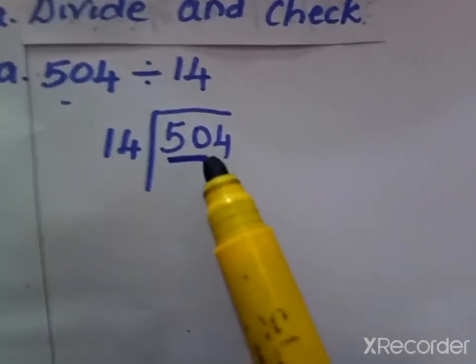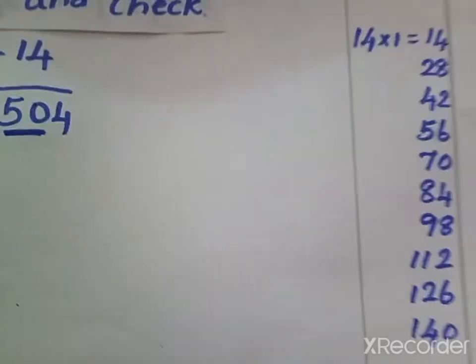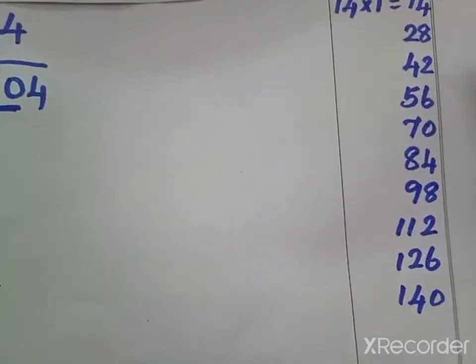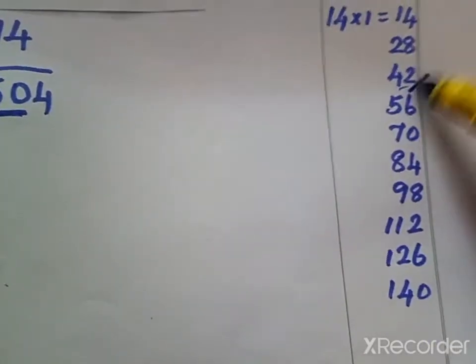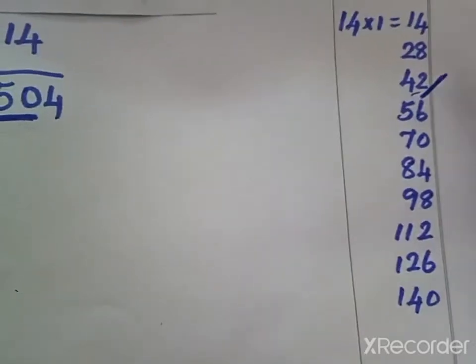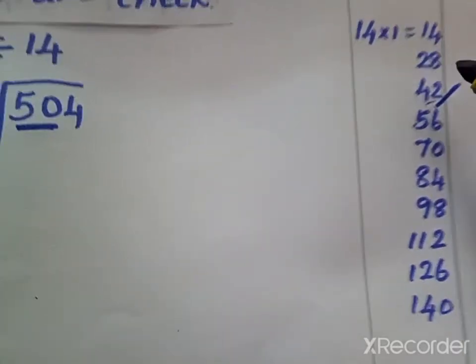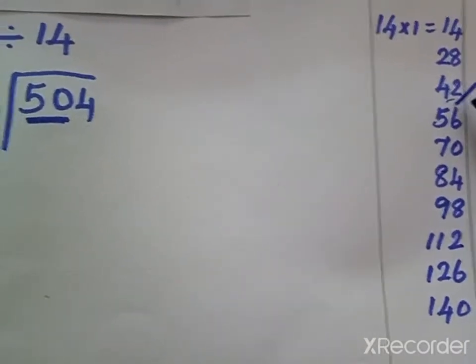So next what we have to do? Next we have to check whether 50 is in 14th table. Is there 50? No, we don't have 50 here. So we have to check whether any number is less than 50. Yes, here we have 42. So 42 is less than 50. So at what times we get 42?